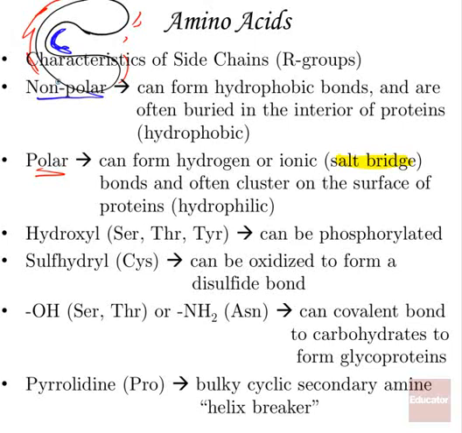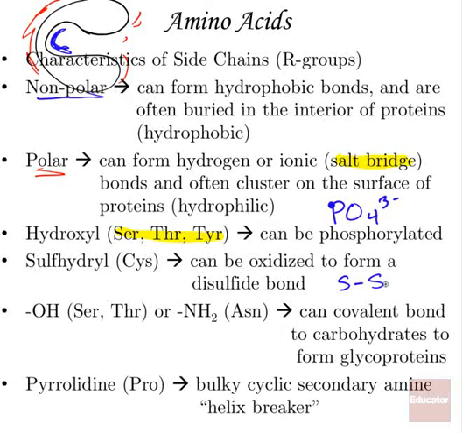Now, if we get a little more specific, we can look at the hydroxyl groups on our serine, threonine, and tyrosine amino acids. They can be phosphorylated, meaning they can get a phosphate group attached. Now this makes them negatively charged, and it can also alter their function, either in a positive or negative way. Now the sulfhydryl group on cysteine is unique in that it can be oxidized to form a disulfide bond. So a disulfide bond is just a bond in between two sulfur groups, and this is going to be important for the structure of our protein.